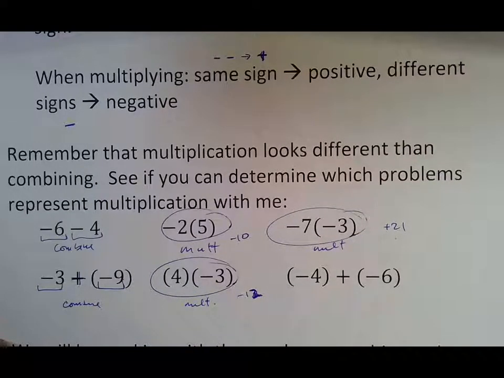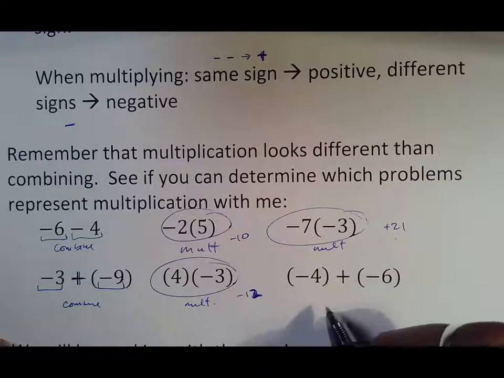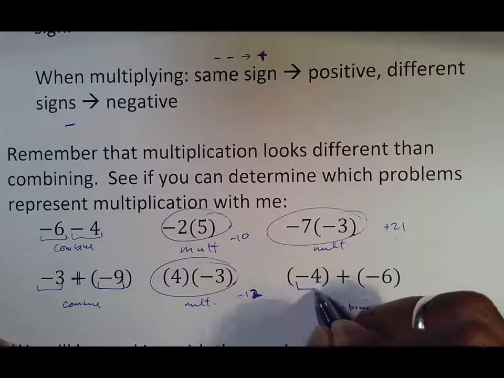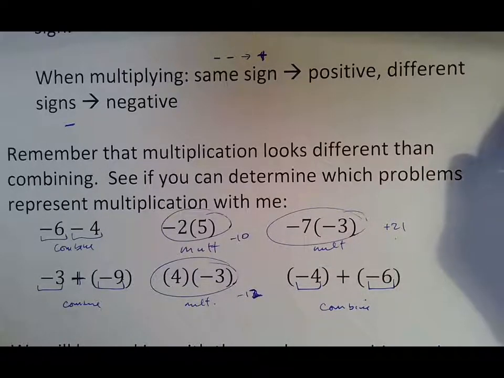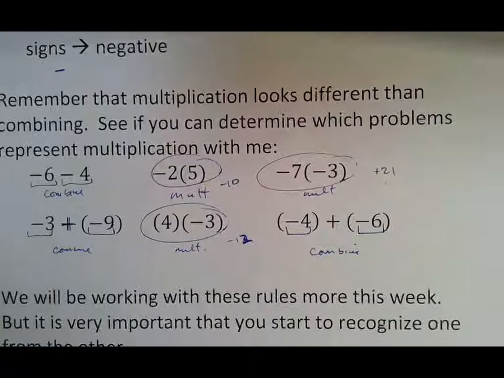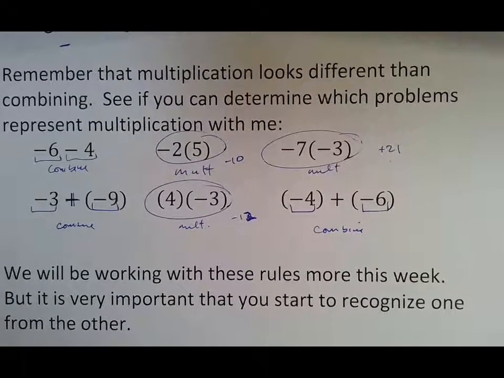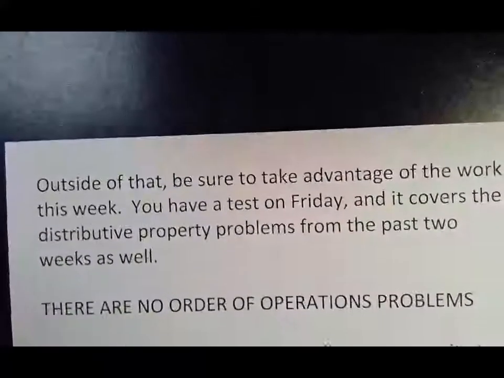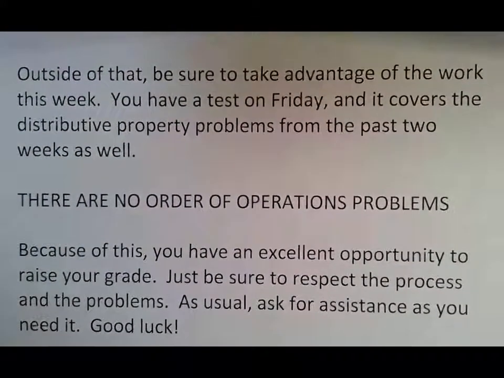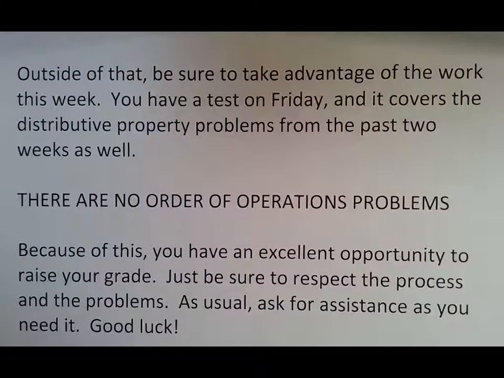So these are rules that we've been talking about. Just make sure you're where you need to be. And this is not multiplication. This is combining. You're talking about putting a -4 with a -6 and going from there. We will be working with the rules more this week, but it's very important, again, that you start to recognize one from the other, because as we keep moving forward, it's going to get more and more important that you know how to do that.